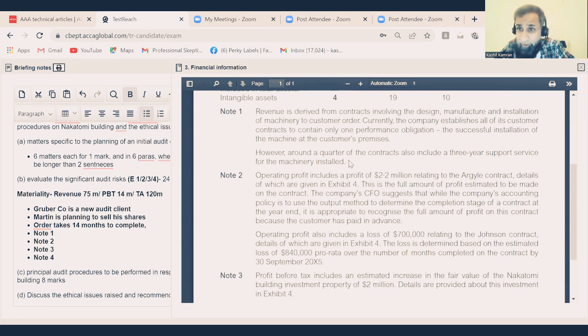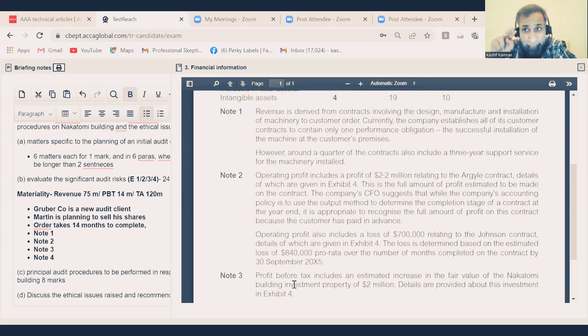What about the revenue coming from the support service? Should we record the revenue from the support service after 14 months have been completed? No. Or should we record the revenue from the support service over a 3-year period? Tell me. Or should we record it at the end of the 14th month?